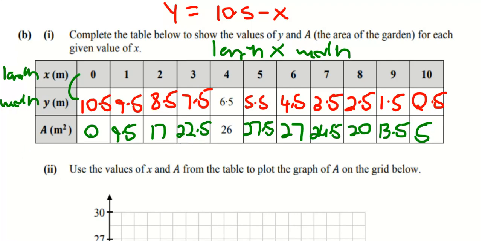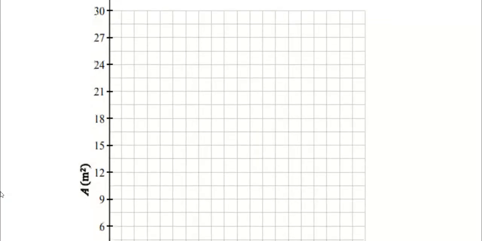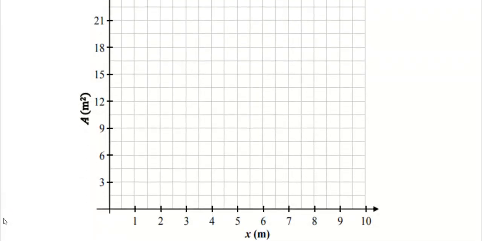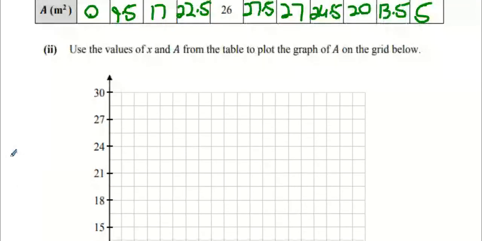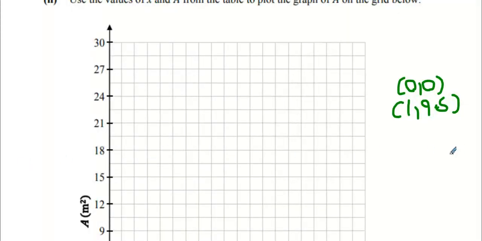Okay. Now we're going to have to draw this graph using these points here. So it's the area on the y-axis and the x value on the x-axis. So we're going to write down the points. The first point will be 0, 0. The second point will be 1 and 9.5. The third point will be 2 and 17. Then we also have 3 and 22.5.